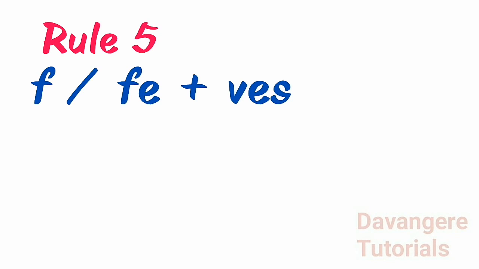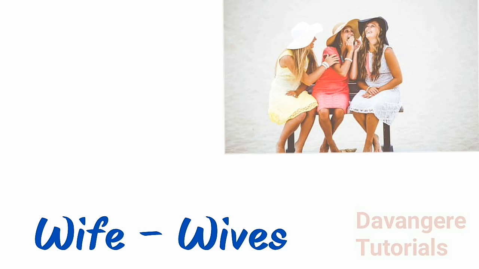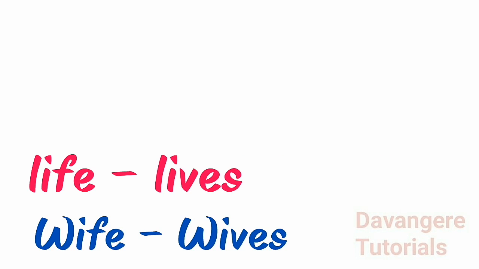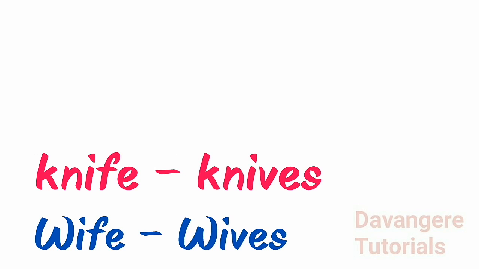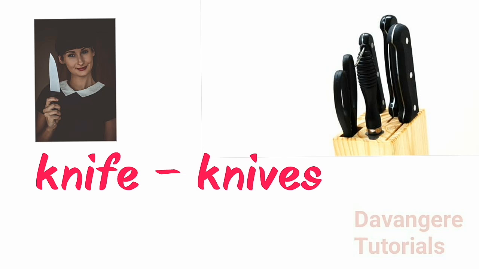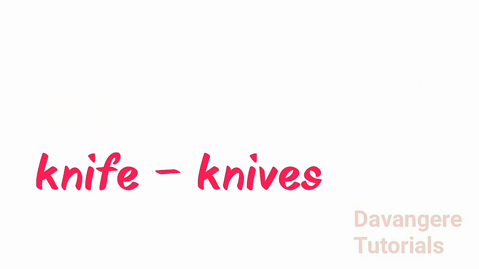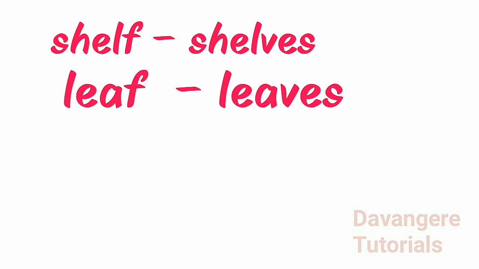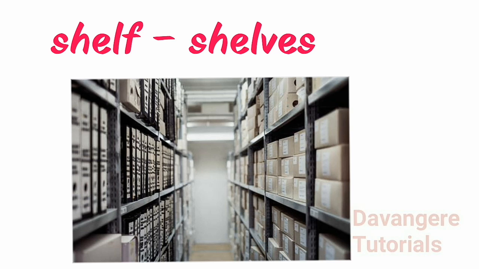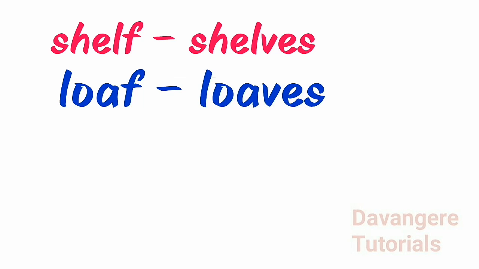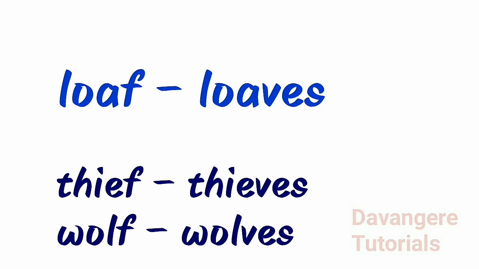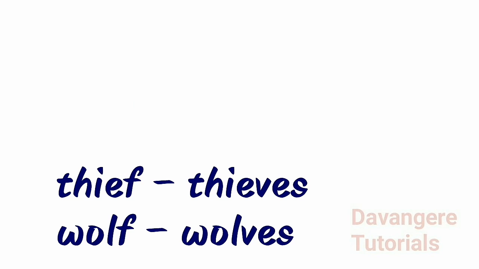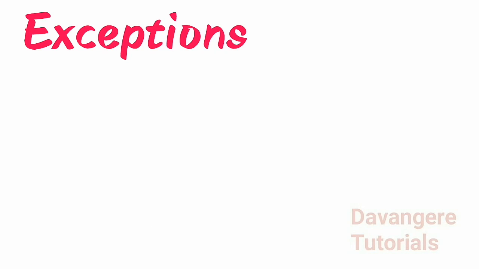Let's move to the next rule. If the noun ends with F or FE, one has to add VES. Wife becomes wives. Life, lives. Knife, knives. Be careful, my dear friends. She's holding a knife. Loaf becomes loaves. In a similar way, leaf, leaves. Shelf, shelves. Thief becomes thieves.